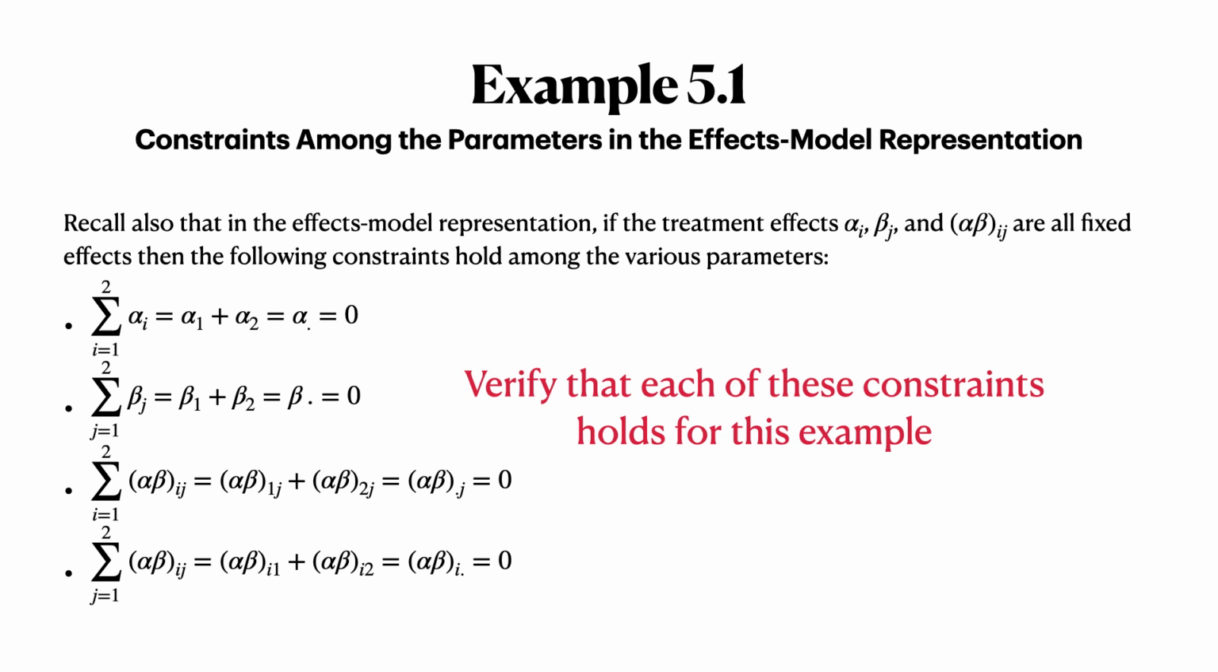The third constraint says that if we sum the alpha beta ij's over the first index specifically, then that sums to 0. And then the final constraint says that if we add up the alpha beta ij's over the second index or subscript, that sum also equals 0. And so what I want you to do is to also verify that these constraints do in fact hold for this example.